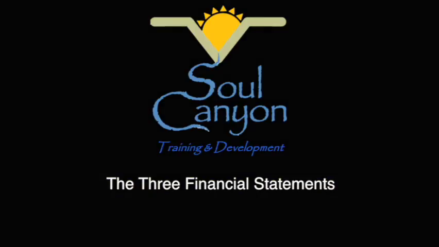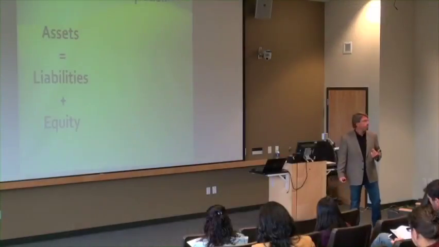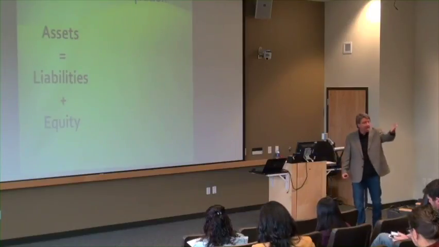First one is the balance sheet equation. Now the balance sheet equation basically says assets equals liabilities plus equity. In a business, what are assets? Cash on hand. Cash can be an asset.